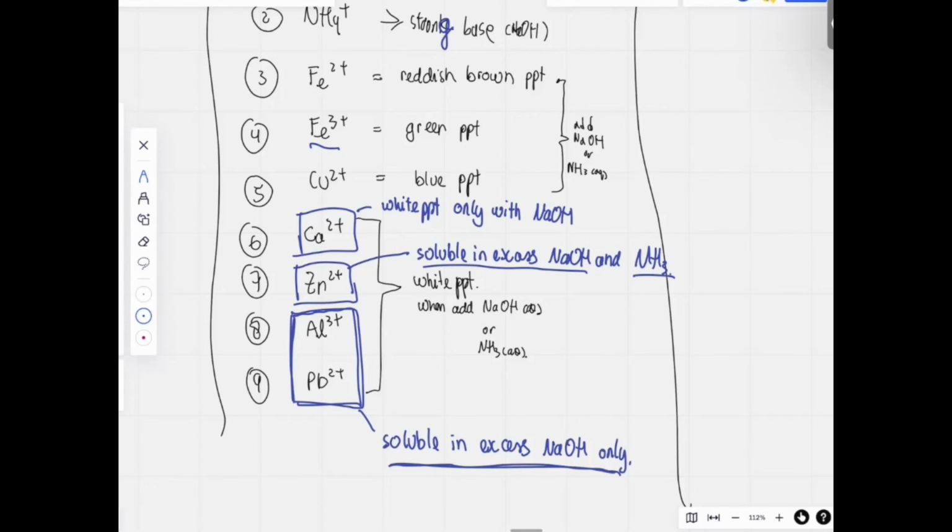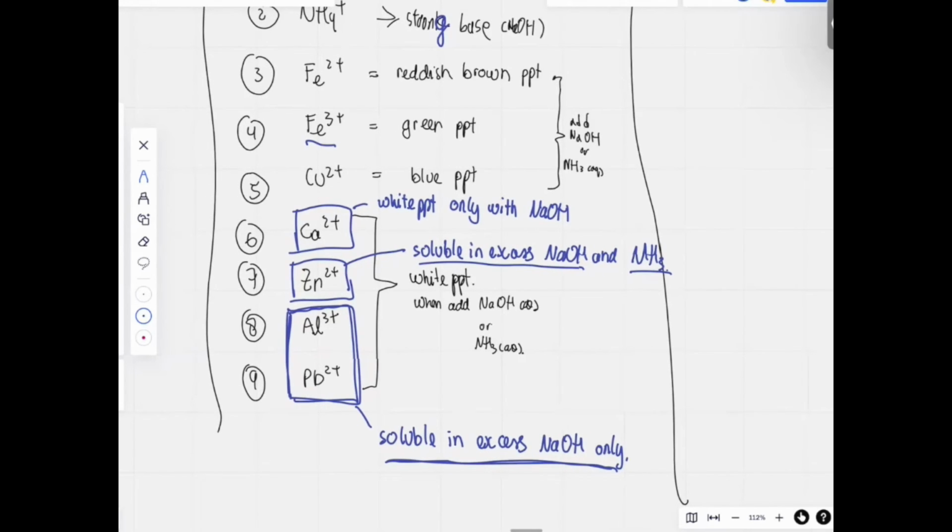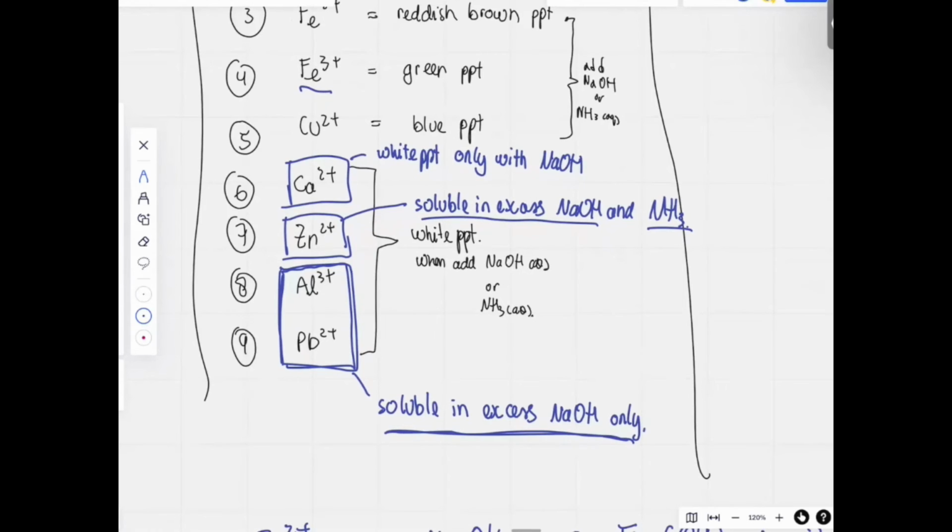So you have to have the right amount of sodium hydroxide to see the white precipitate. That means you must put it in very slowly. Very little, and then you see white. Otherwise, if you put in too much, you never see the white precipitate. You just keep repeating this. That's why you see that.